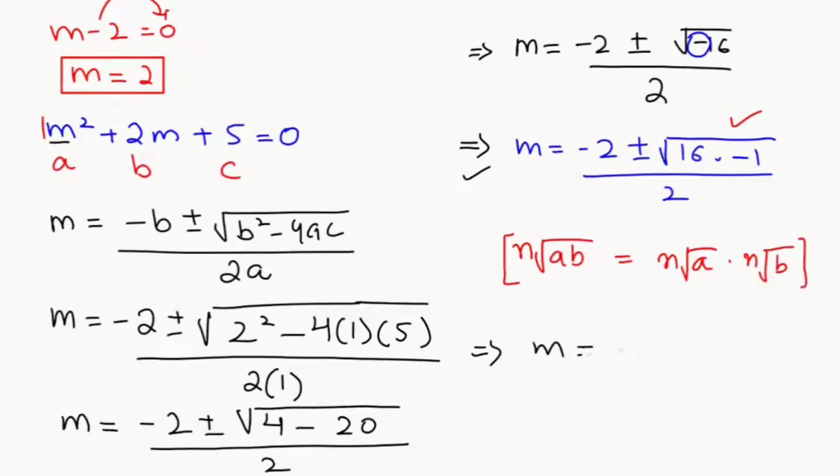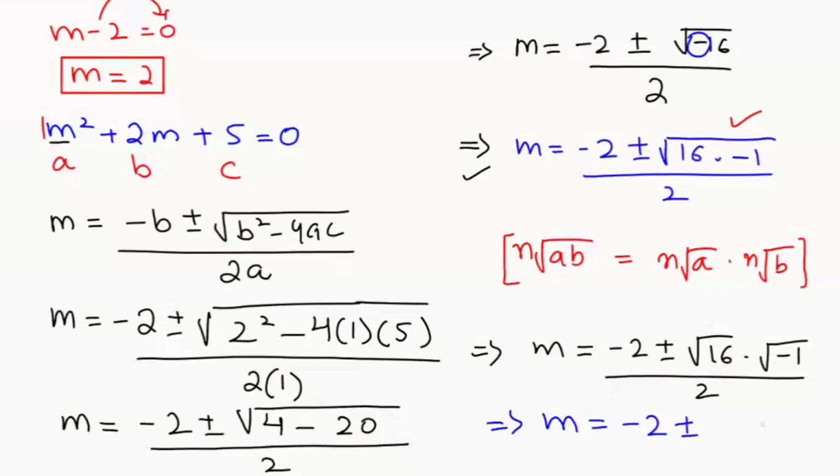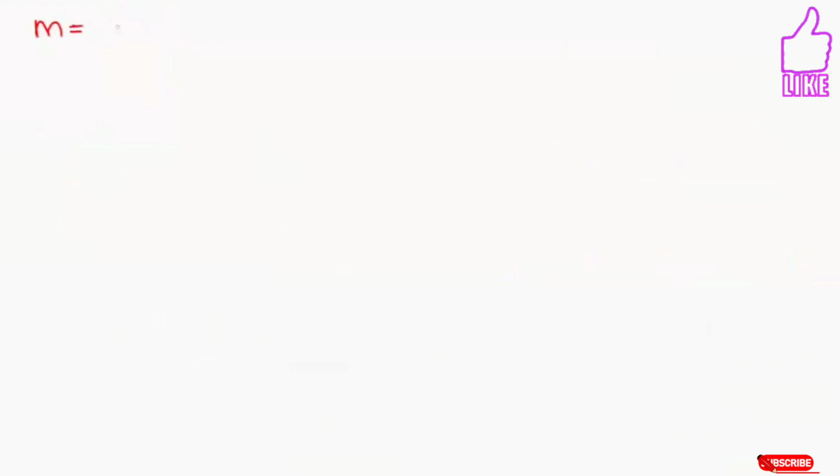m is equal to minus 2 plus minus root of 16 times root of negative 1, over 2. And here we'll get m is equal to minus 2 plus minus root of 16, that is 4, and root of negative 1 is equal to iota, the imaginary number, over 2. Now in the next step, I'm going to take the common factor of 2. m is equal to 2 is common, minus 1 plus minus 2 iota remaining, over 2. This and this get cancelled.